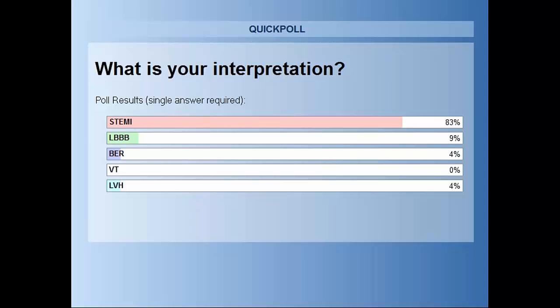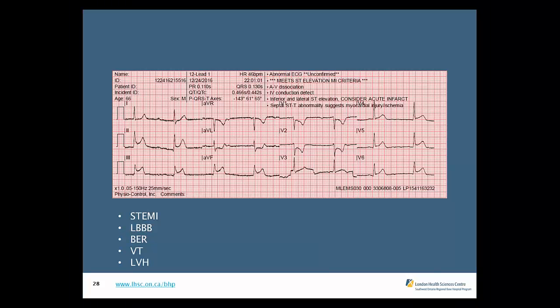So it looks like we've got about 83% correctly identifying STEMI. Some of the things to focus in on here: you've got fairly profound elevation in the inferior leads, 2, 3, and aVF. And you've also got some corresponding reciprocal changes in aVL, as well as your anterior leads. So good call on identifying that as STEMI.